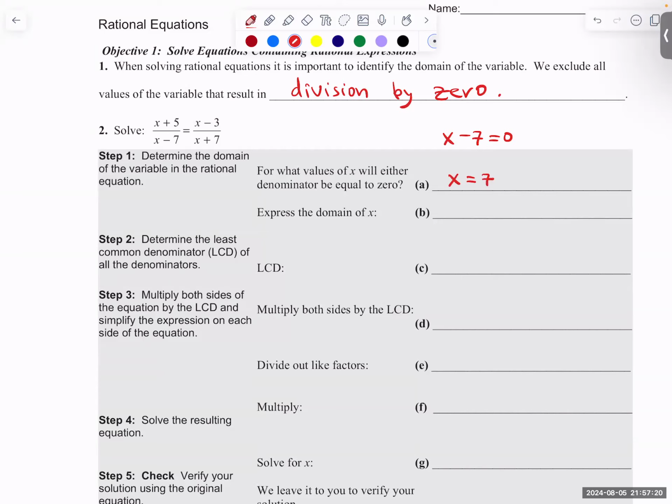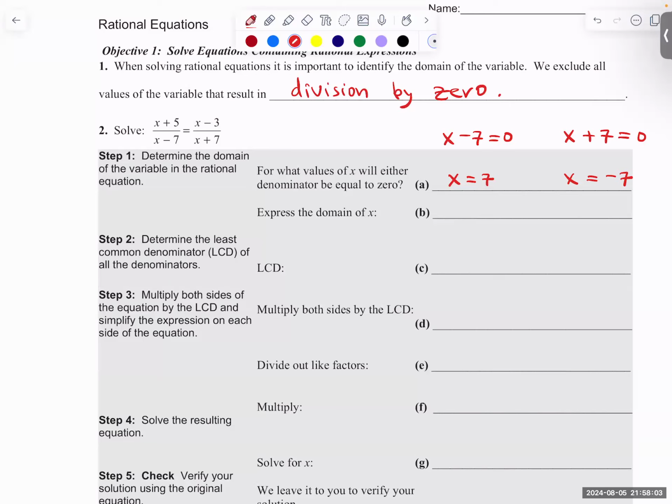That's not the solution. That means we have to exclude 7 from being a possible solution, because if you were to plug in 7, the first fraction denominator would be 0, and division by 0 is undefined. The expression would be undefined. Similarly, the right fraction denominator will be 0 if you were to substitute negative 7. That would give division by 0, and the expression is undefined. So positive 7, negative 7 cannot be solutions. So the domain, or the set of all possible solutions, is all real numbers except positive or negative 7.